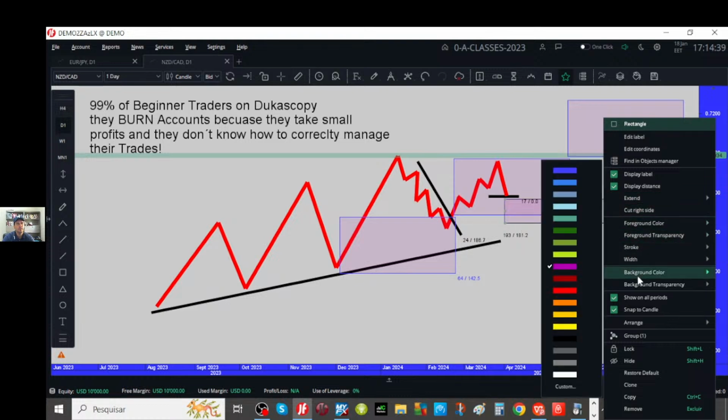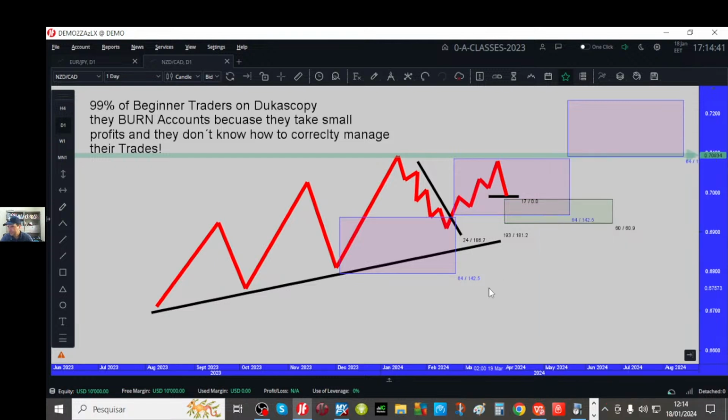Black this one and green this one. Actually keep moving the stop loss just below the last order and you are in the money. So until here it's good news, right?